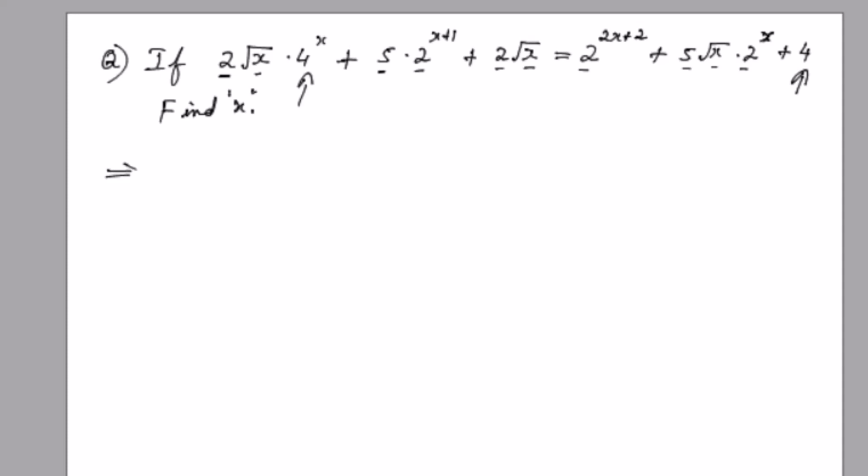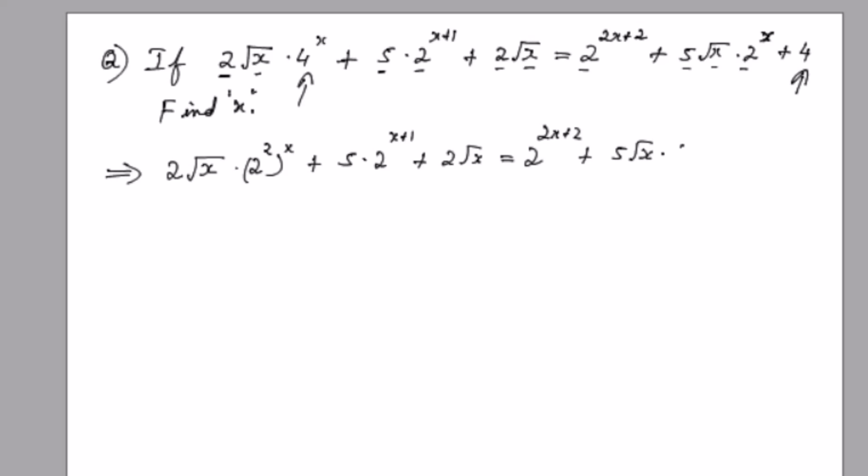Okay, now this gets simplified to 2 into square root of x into 2 to the power of 2 whole raised to x plus 5 into 2 raised to x plus 1 plus 2 into square root of x equal to 2 to the power of 2x plus 2 plus 5 into square root of x into 2 to the power x plus 2 square.